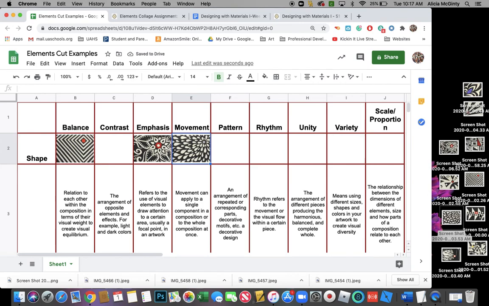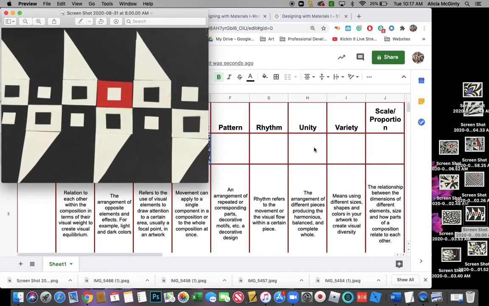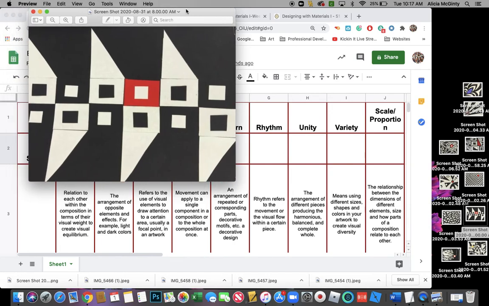So this one I think was interesting. This one to me creates kind of the rhythm, which is kind of hard to define sometimes. But rhythm here refers to the movement or the visual flow within a certain piece. And to me, the way that they've repeated this, it makes it feel like a song, or maybe like bars. So it's kind of just a repetition. And then it gives a little bit of a distance there and then goes back to the same rhythm again. So I think this falls into rhythm.